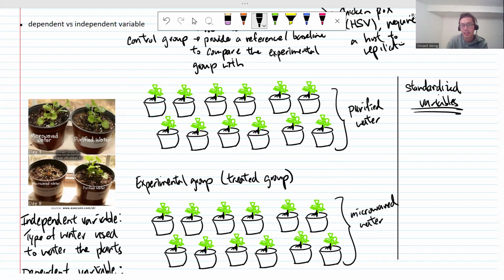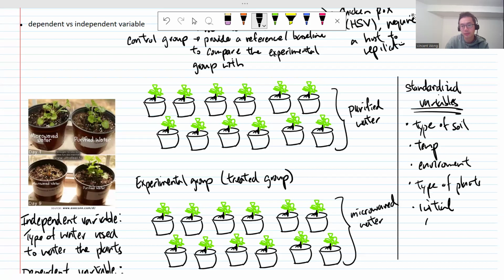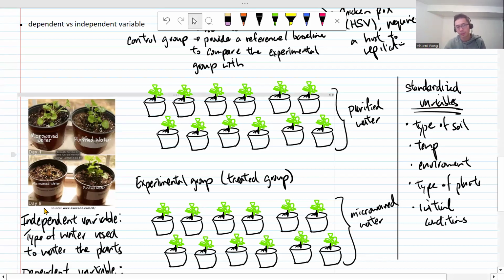So standardized variables in this case would be pretty much the stuff that you guys told me in class: type of soil, temperature, the environment that you leave these plants in, type of plants, initial condition of the plant, and so on and so forth. And then you can do this experiment for 7 days or something, 9 days here it says, and then compare the results.